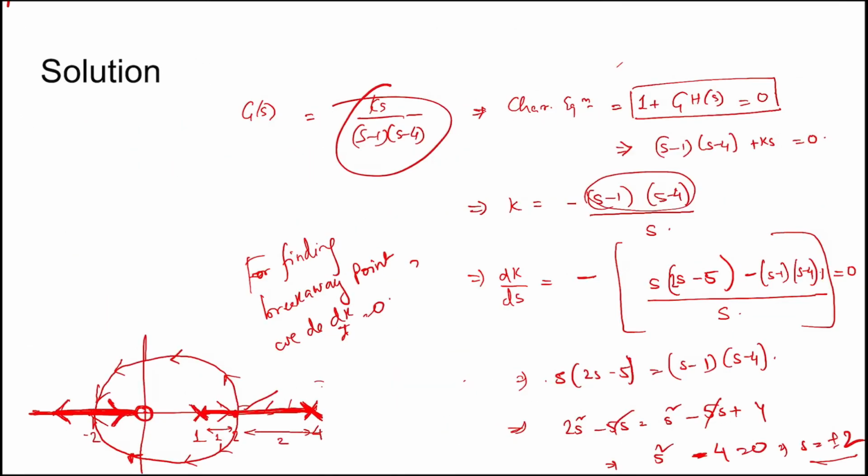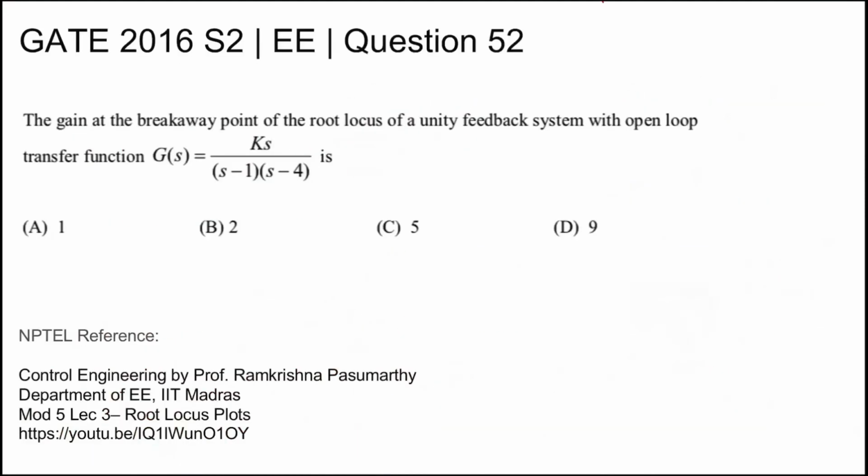So the distance now is 2, and the gain at the breakaway point is given by the product of distances from the poles, which is 1 into 2, divided by the product of distances from the zero, which is this 1, this 2. So it is 1. Answer is 1. Option A is the correct option. Thank you.